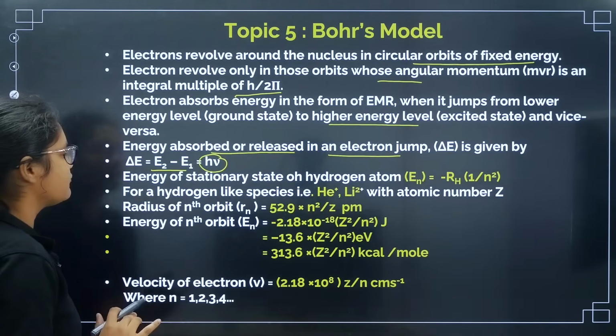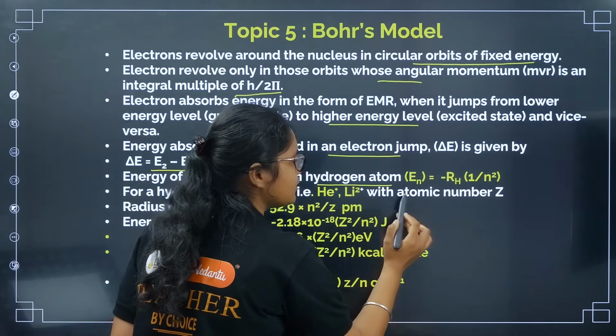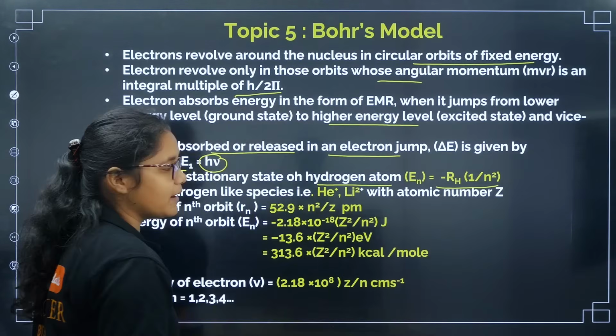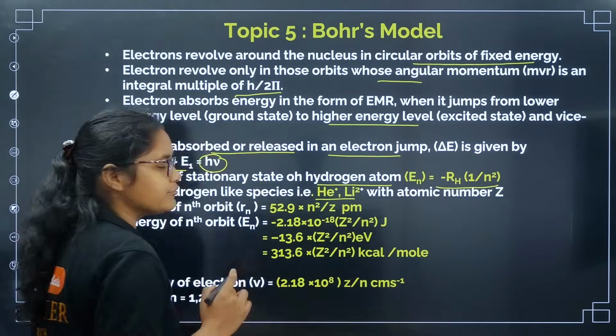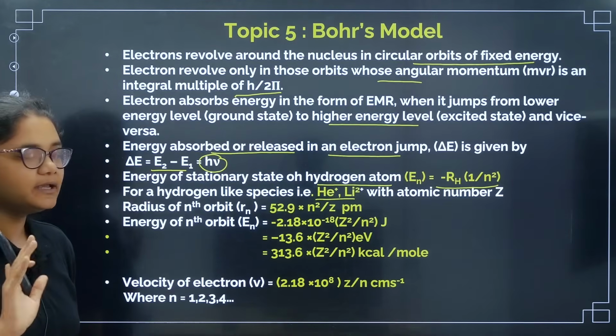Now here are some important formulas you have to know. The energy of any orbit is minus RH by n square. For a hydrogen-like species, what do we mean by hydrogen-like species? The number of electrons will be the same.